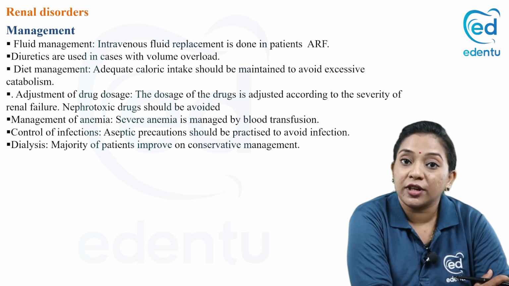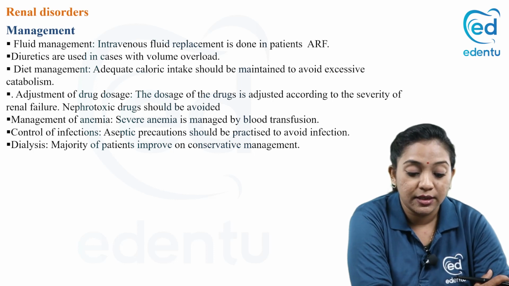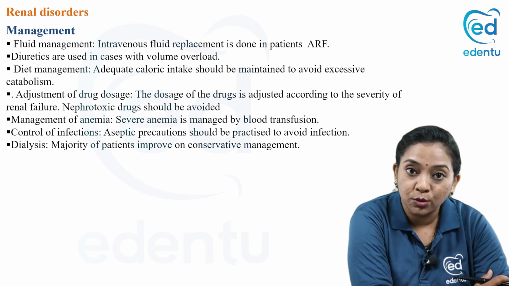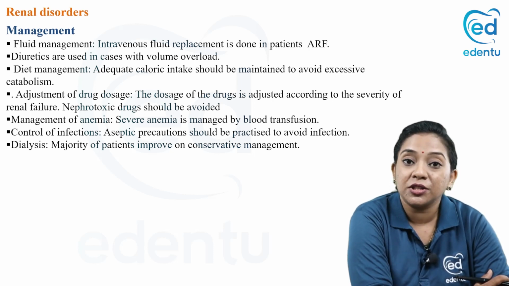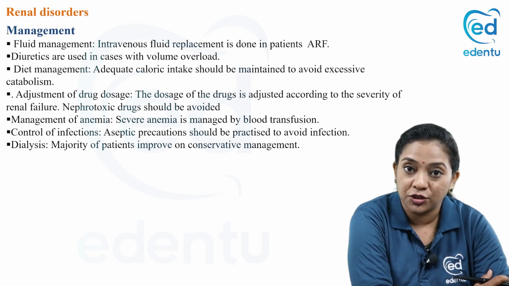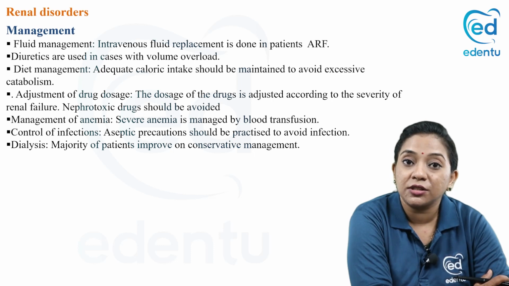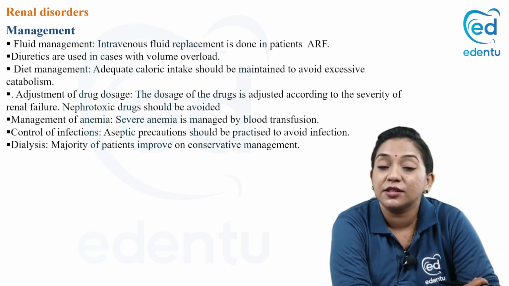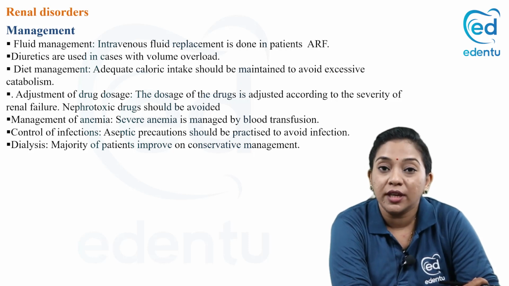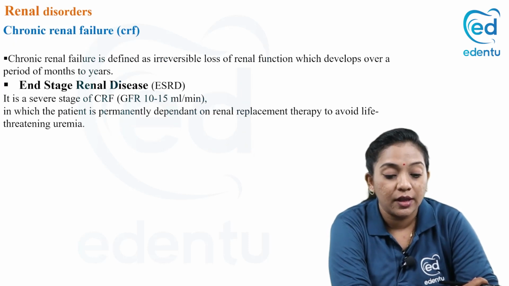If any drugs are given, it is recommended that nephrotoxic drugs be completely excluded from the list. Management of anemia has to be given, that is, blood transfusion has to be done. Control of infections: if the patient has any infection or there are chances of infection, aseptic conditions have to be strictly followed. Dialysis can be advised if the patient is not improving with conservative management.